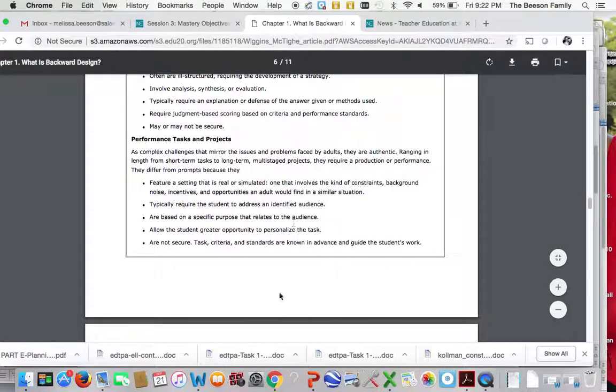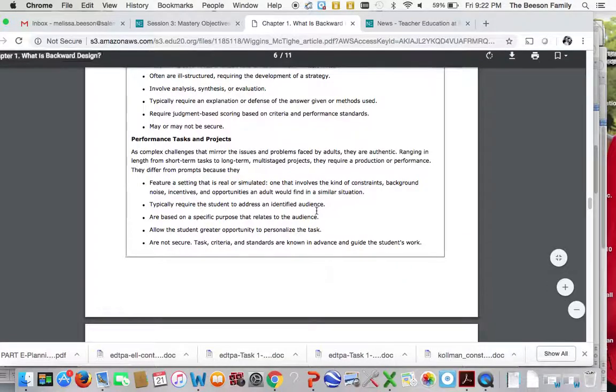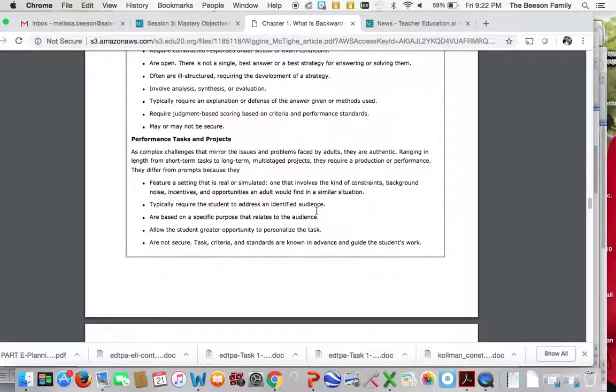So if you look here, I might have to look at a specific audience. So maybe I'm acting like a scientist and my audience is other scientists and I have to share my findings about something rather than doing a test where it's multiple choice. Allow the students greater opportunity to personalize, so this is a chance for you to bring in interests.